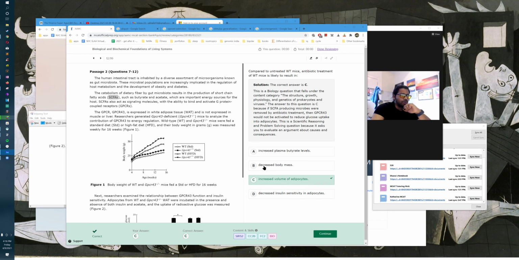So if we had antibiotic treatment, the microbiota's gone. So these aren't made and don't bind to the GPCRs, which work to reduce body weight. So it should work to increase body mass, right? So B is not going to be the answer. Okay, so B is out. And then insulin sensitivity is the last one, and increased volume of adipocytes.